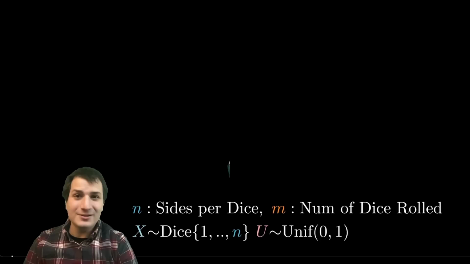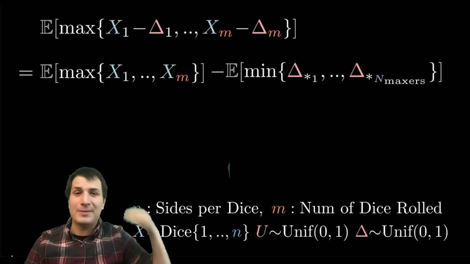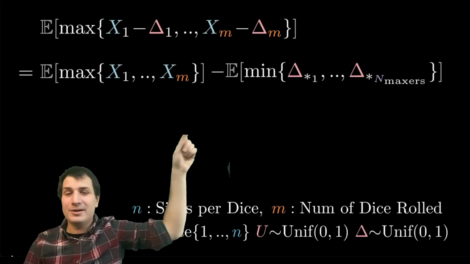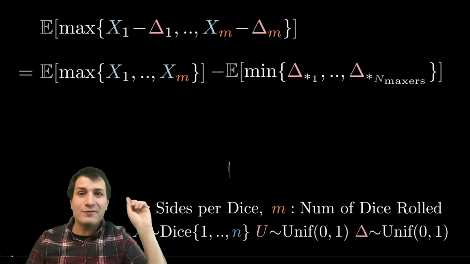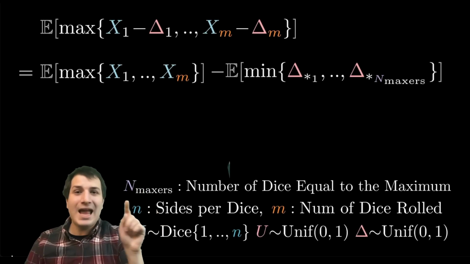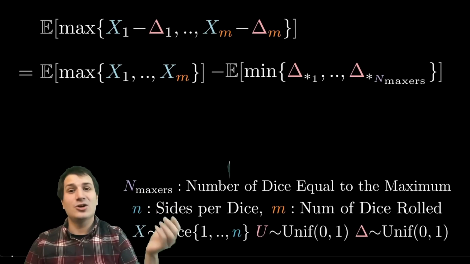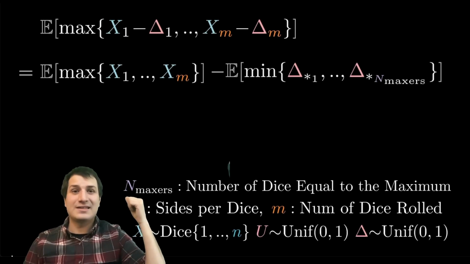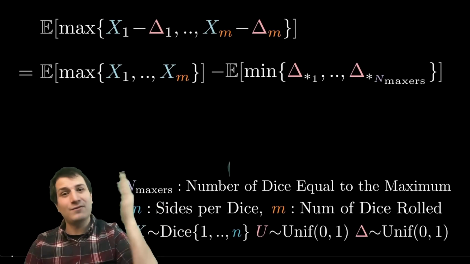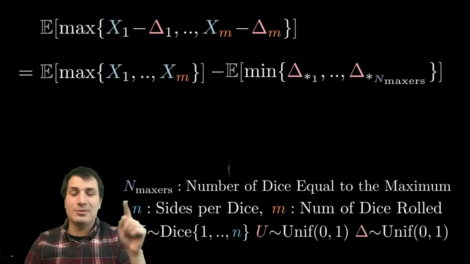So in general, what's going to happen, we're going to have the maximum of x1 minus delta 1 all the way up to xm minus delta m. That is going to be equal to the maximum of x1 to xm minus, and then you're going to have a bunch of deltas over there. The number you have is what I call n maxers, where n maxers is the number of dice rolls that are tied for the maximum. So if it's one dice roll on its own, that's going to be a single delta. That's going to be a half, like in term 2. But it could be 2 dice rolls that would give a third, or 3 dice rolls that would give a quarter, and so on. And it really just depends on this number, num maxers.